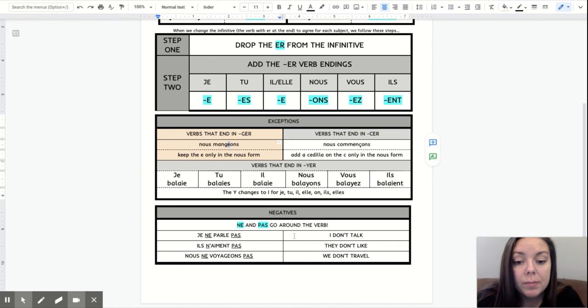Okay, now remember, there's 2 words that make verbs negative, and that is ne and pas, and they go around the verb. So it's still the same with ER verbs. So instead of je parle, I talk, we have je ne parle pas, I don't talk. So we have that ne and pas going around the verb, going around the parle. Okay, same thing for all of these other verbs. Just making sure, just like with avoir, that if your verb starts with a vowel, your ne becomes an apostrophe.